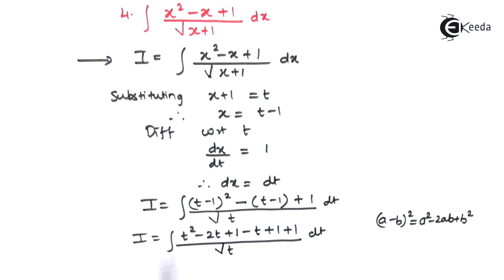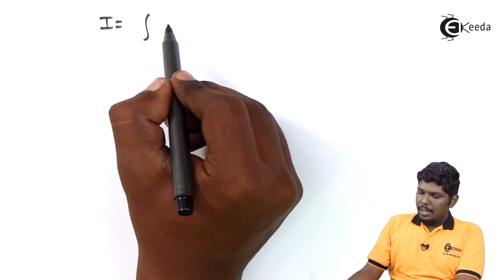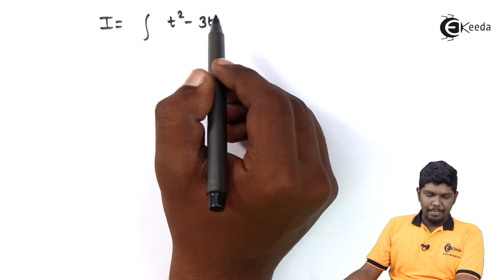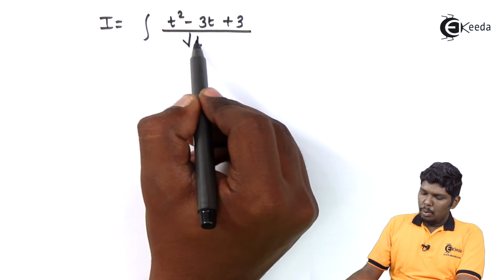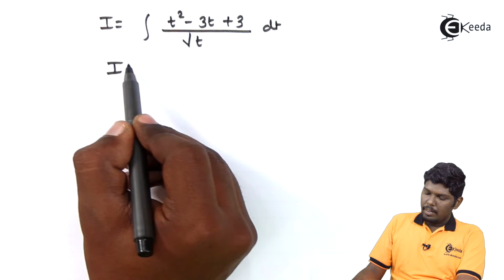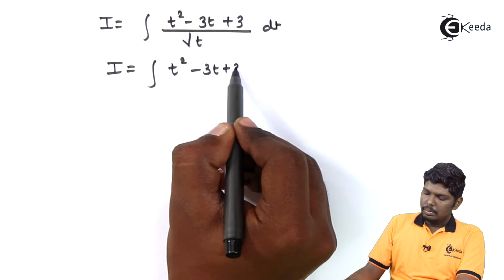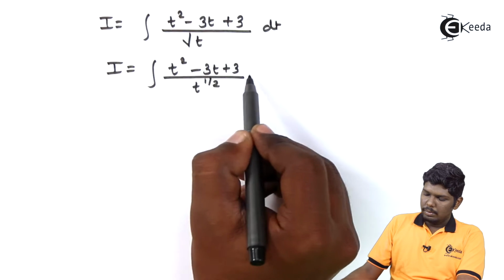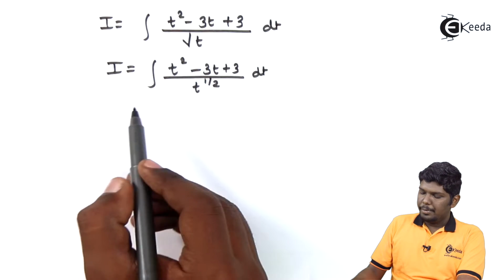Now in the numerator we will solve the terms which are from the same family, that is minus 2t minus t will give you minus 3t and 1 plus 1 plus 1 will give you 3. I is equal to t square minus 3t plus 3 upon under root t dt. Now square root of t can be written as t raised to half. In the next step, we will separate this t raised to half to all the three terms present in the numerator.